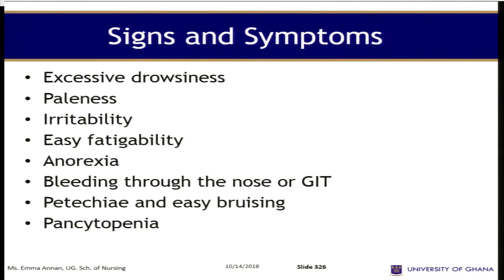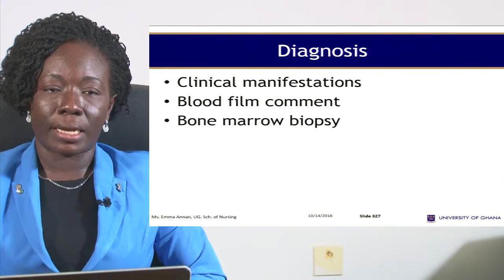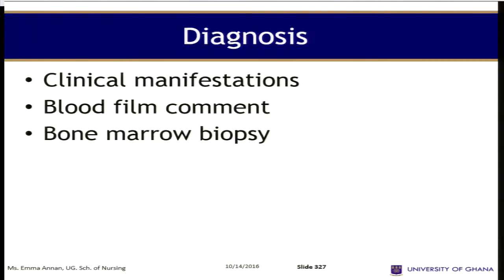Signs and symptoms include excessive drowsiness, paleness, irritability, the child easily gets tired, there is anorexia, lack of appetite, then bleeding through the nose or the GIT, and petechiae and easy bruising. There's also pancytopenia. Diagnosis is by clinical manifestation, blood film comment, and bone marrow biopsy.